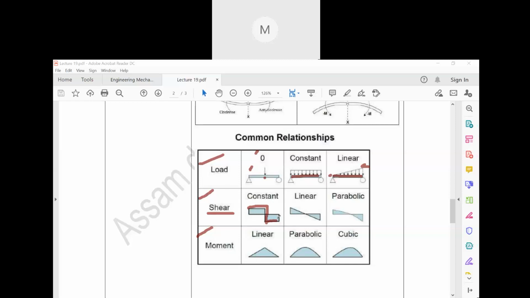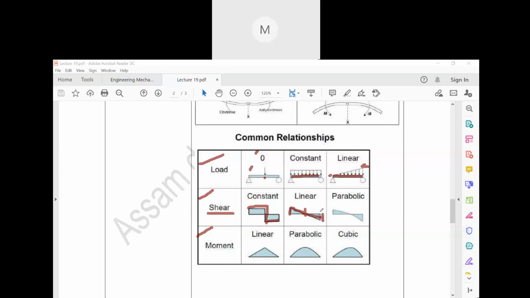After that, for UDL or uniformly distributed load, what will it be? It will be a linear one, coming linearly down. It will eventually be 0 at a point, and then it will become negative here. So in this manner it will be changing.